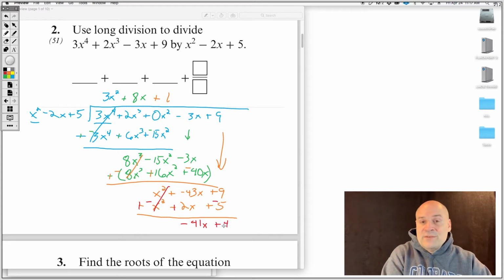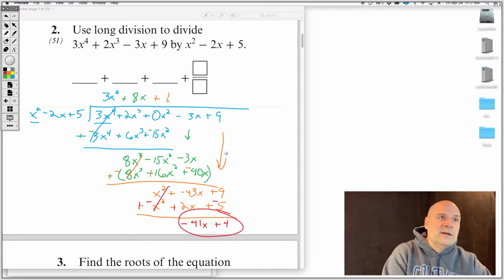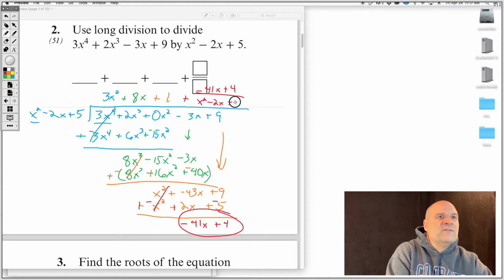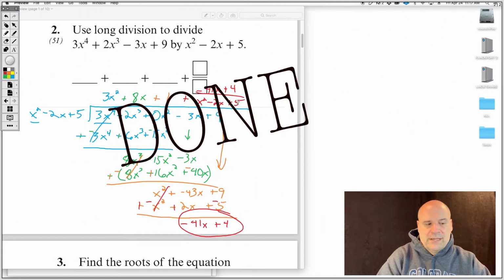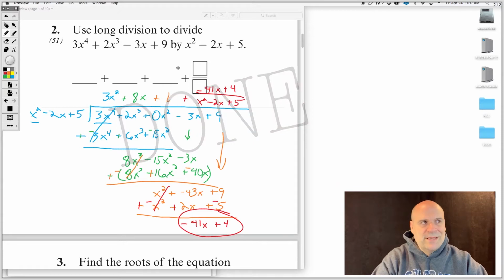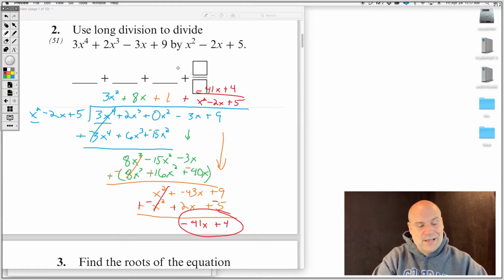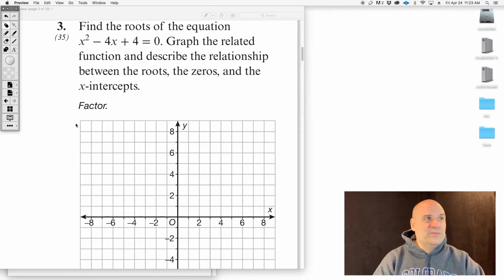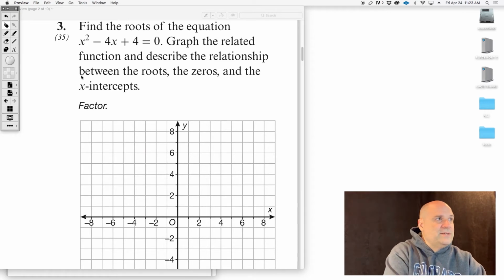You have nothing else to bring down, so this is your remainder. Where does that remainder go? Right up on top here, plus negative 41x plus 4 all over x squared minus 2x plus 5. Okay, awesome. It looks messy, but it's right. Good job.